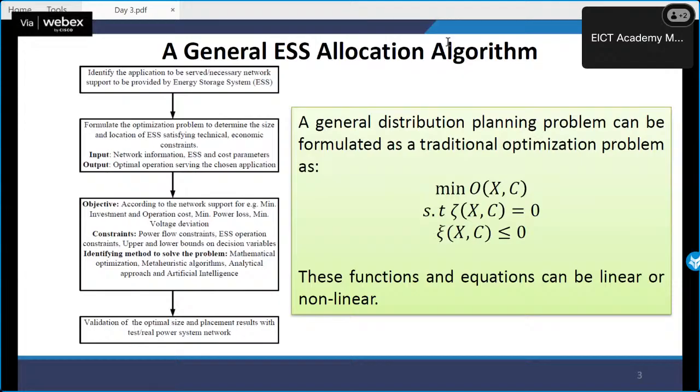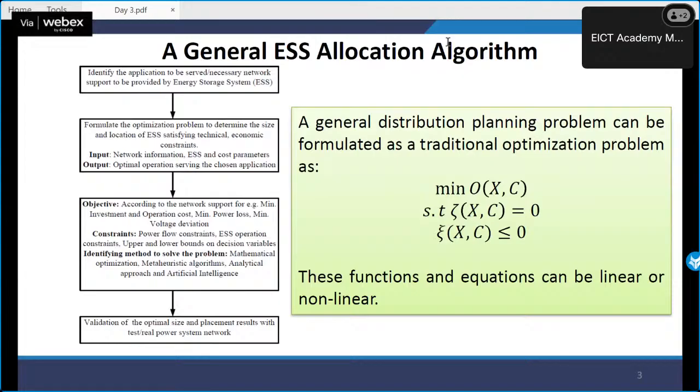Once that is known, you can formulate the optimization problem to determine the size and location of ESS satisfying technical and economic constraints. The input could be network information, ESS and its cost parameters, and the output will be optimal operation serving the chosen application. We will look into the details of the problem slowly, but these are just ideas. And what would be my objective here?